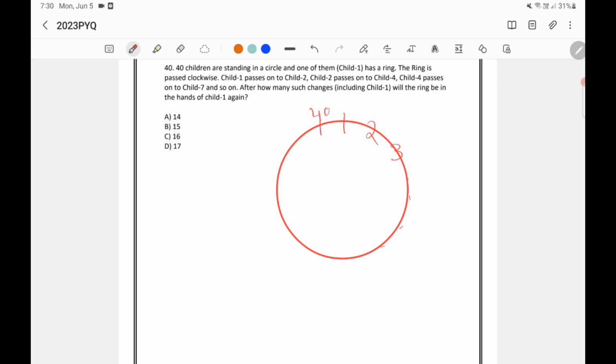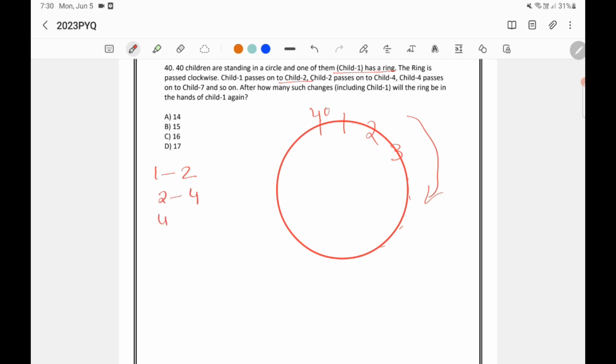Now child 1 has a ring. The ring is passed clockwise. So it is going like this, clockwise. Child 1 passes on to child 2. So child 1 passed to child 2. Child 2 passed to child 4.